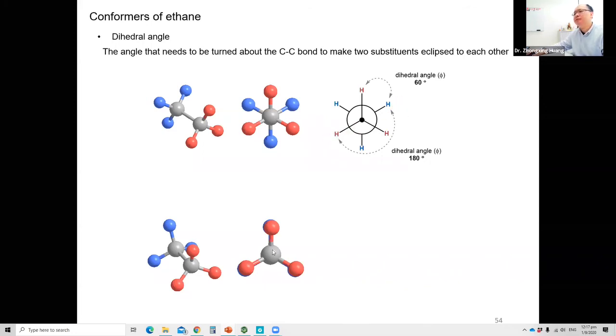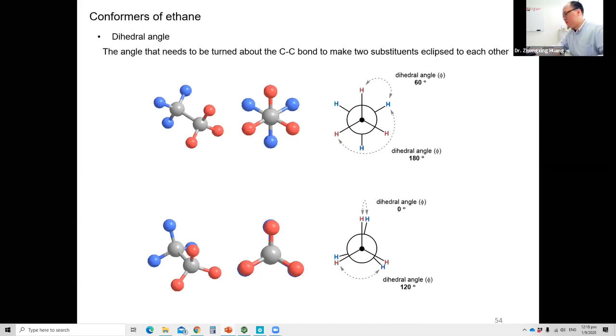Okay. But for the eclipsed, they are already eclipsed to each other, so you don't have to turn anything, right? The CH bonds are already stacked. So that means the dihedral angle is 0 degrees: you have to turn 0 degrees to make this red eclipse with this blue. But if you want to turn this red into this blue, you have to turn 120 degrees, right?